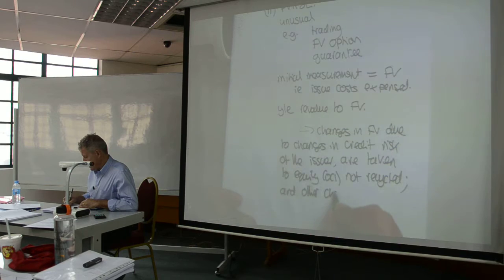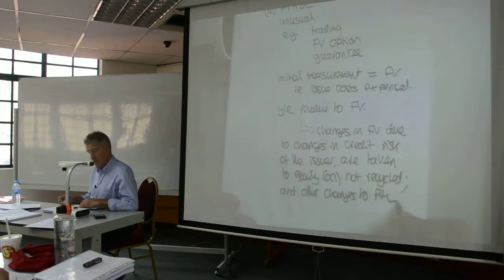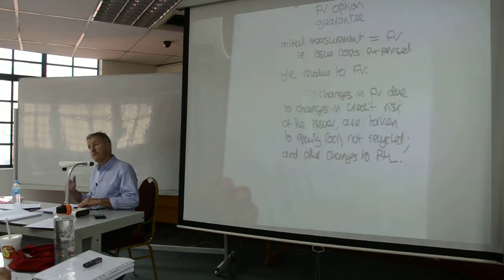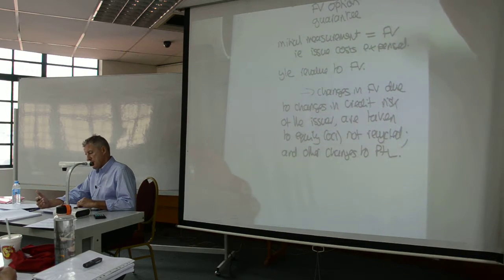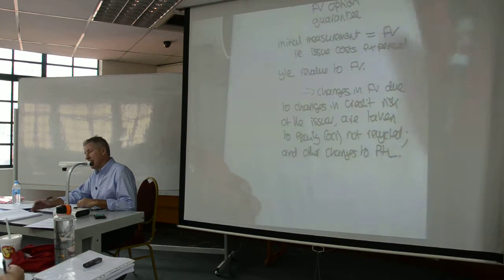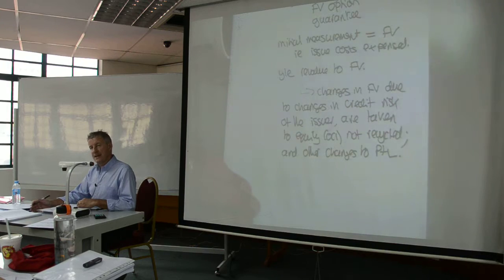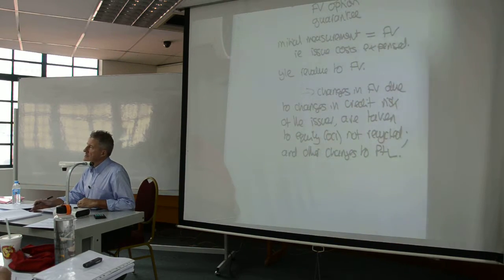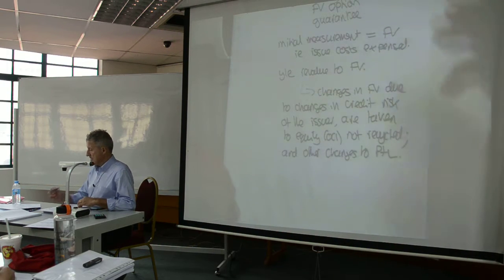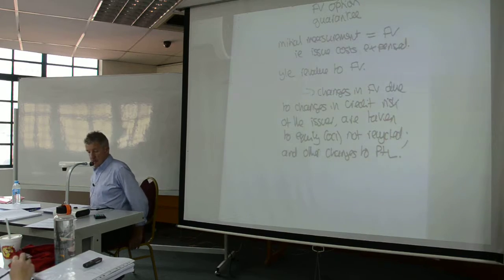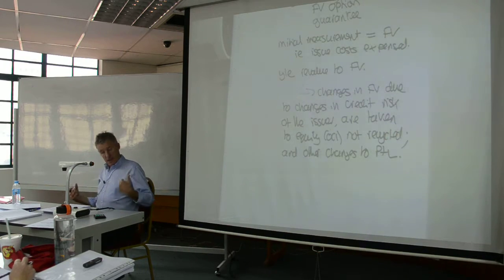and other changes to P&L. I do find it a very unfortunate name because we say it's fair value through P&L, and we shouldn't really call it fair value through P&L. We should say it's fair value through P&L brackets, fair value through OCI if it is down to changes in the credit risk. So let me just recap.